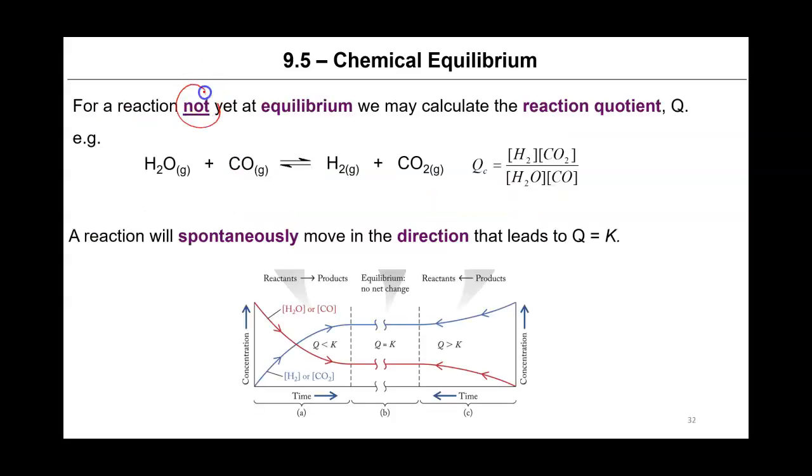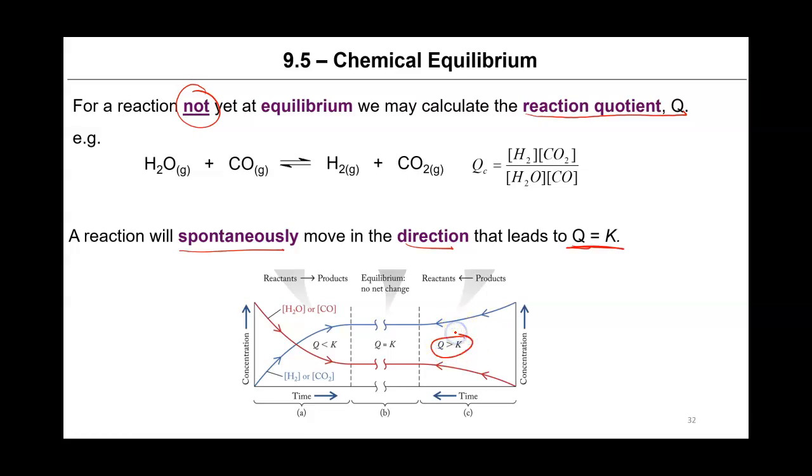For a reaction that hasn't yet achieved equilibrium, we can perform a similar calculation to calculate what we call the reaction quotient. The reaction quotient is calculated in exactly the same way as K, except we understand that the reaction might not yet be at equilibrium. An important thing to recognize is that a reaction will spontaneously move in the direction that leads to K equaling Q. When K equals Q, the reaction is at equilibrium and everything stops changing.